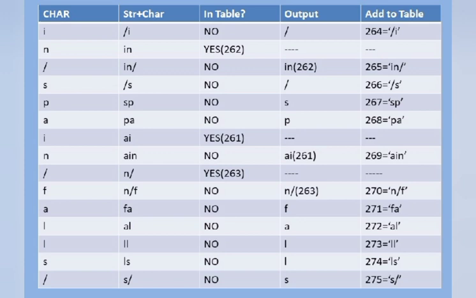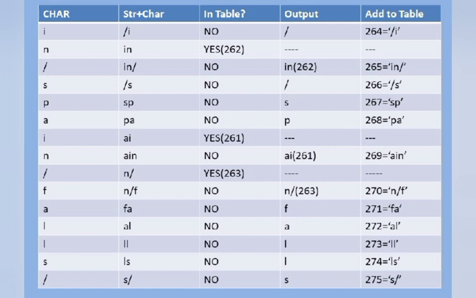Then in the next step, we will join this AI with the next character N, and our new string will become AIN. And then we'll see again in the table whether AIN exists or not. Answer is no. So in that case, we will output the previous yes value, which is 261 in our case, and AIN will be placed in the table at position 269.